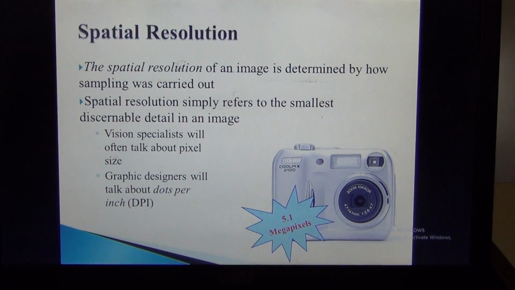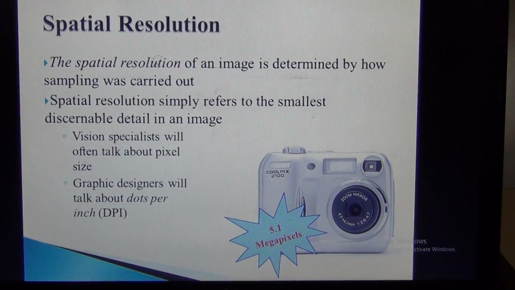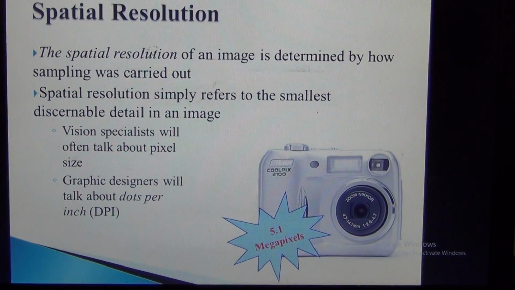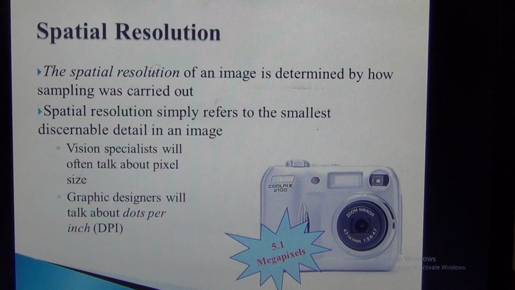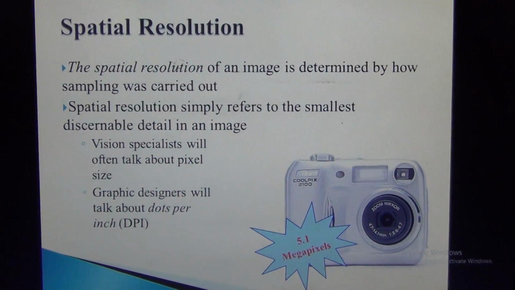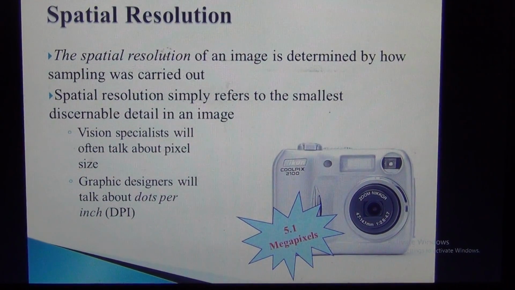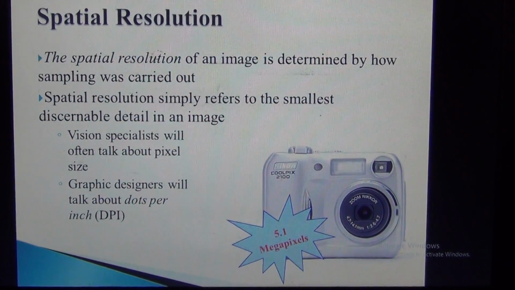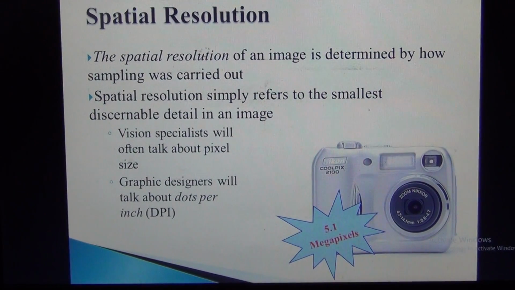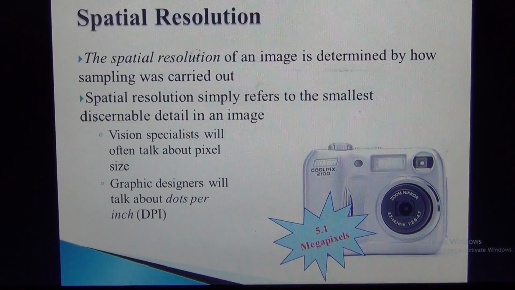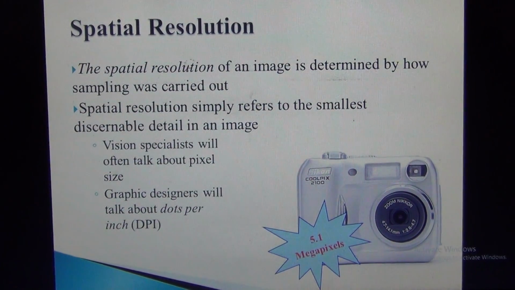Next is the spatial resolution. The spatial resolution of an image is determined by how sampling was carried out. It simply refers to the smallest discernible detail in an image. Actually what happens is the vision specialist will talk about the pixel size only, and the computer graphics or graphic designer will talk about the dots per inch in an image or the image representation. Image spatial resolution can also be stated as line pairs per unit distance and dots per unit distance. In the US, this measure is usually expressed as DPI, that is dots per inch.